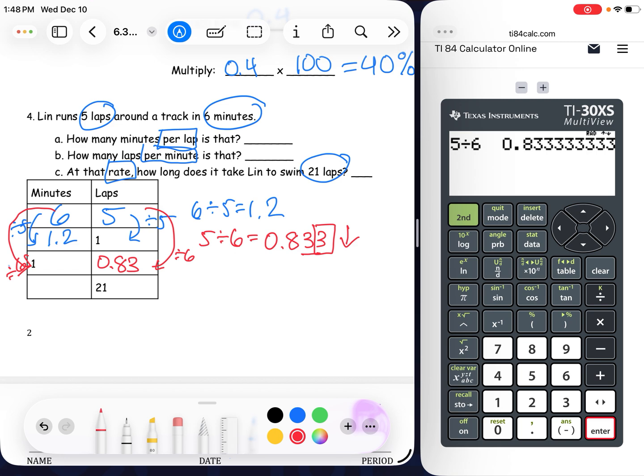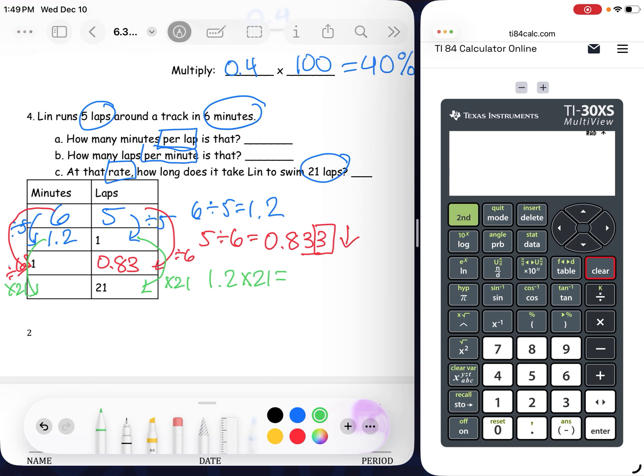And for that last one, we need to figure out how long it takes Lynn to swim 21 laps. Is it easy to get from 0.83 to 21? No. Is it easy to get from 5 to 21? No, I can't do that quick in my head, but I could do 1 to 21 pretty easily. How do I get there? Times 21. What do I do to one side? I've got to do to the other. 1.2 times 21 is 25.2 or 25 and 2/10.